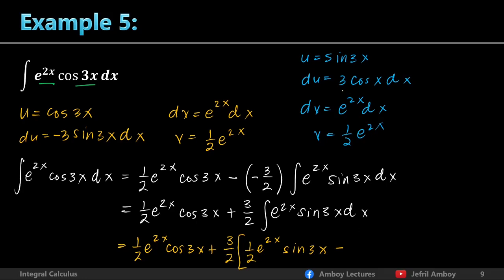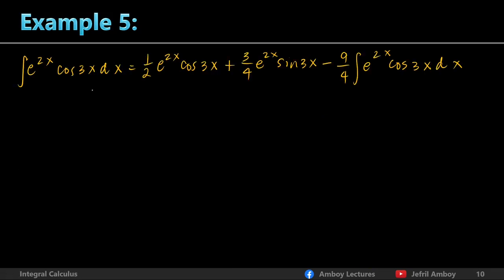So, magkakaroon lang ako dito ng 3 halves, 3 halves times the integral of e to the 2x times cosine x. Actually, cosine 3x dapat yun eh. This should be cosine 3x. Yan. dx. Okay. So, ang gawin natin is, pwede pa ba natin itong i-simplify? Simplify ko lang ha. Sulat natin sa kabilang slide. So, ito na siya ngayon.